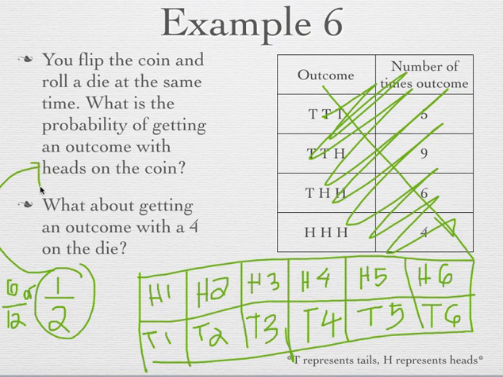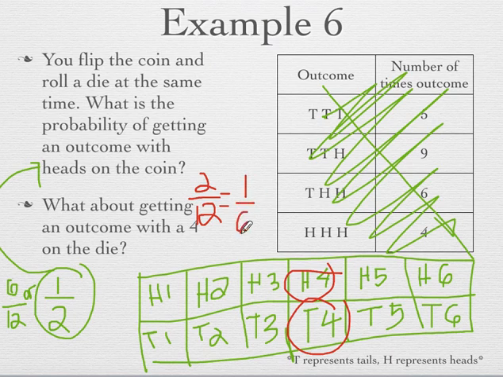What about getting an outcome with a 4 on the die? There are only 2 possible outcomes with a 4 on the die. So you only have 2 out of 12 possible outcomes, which you can reduce to 1/6.